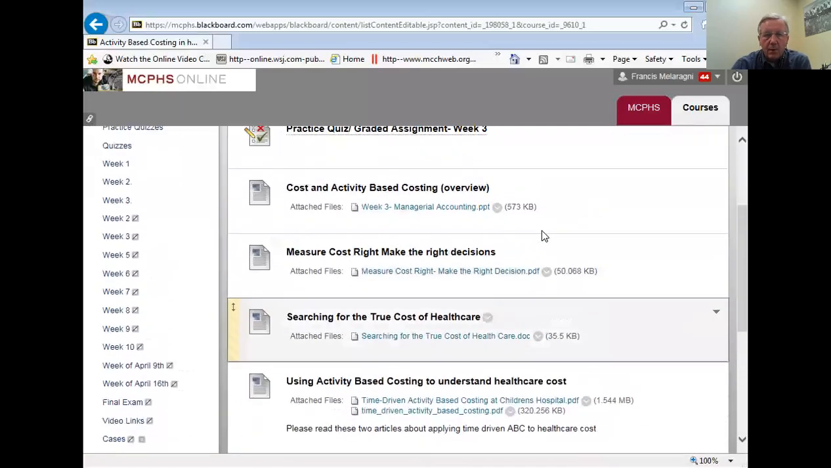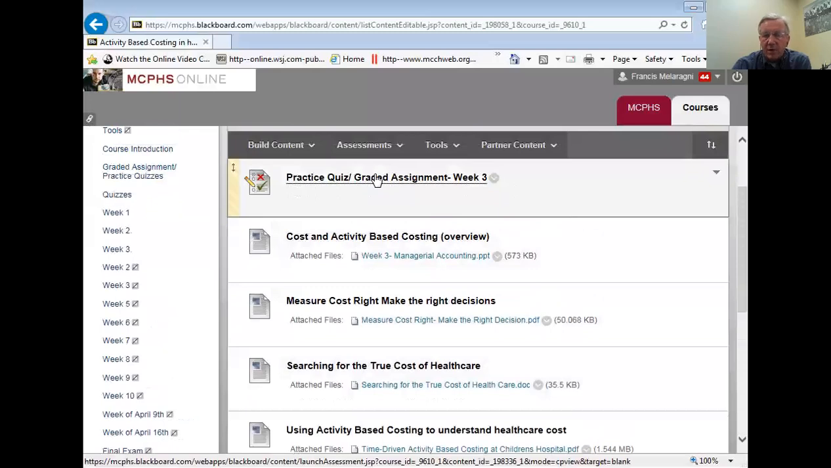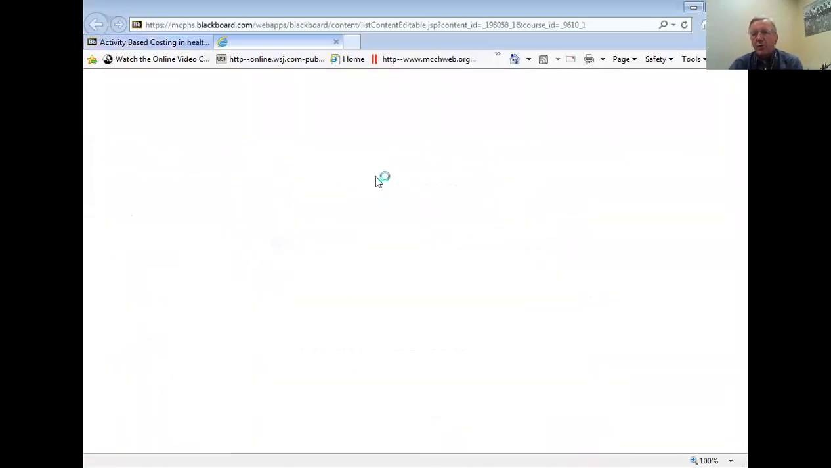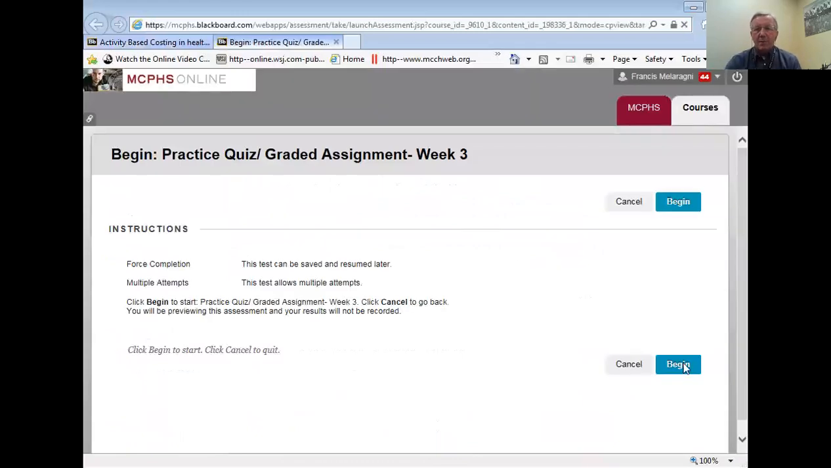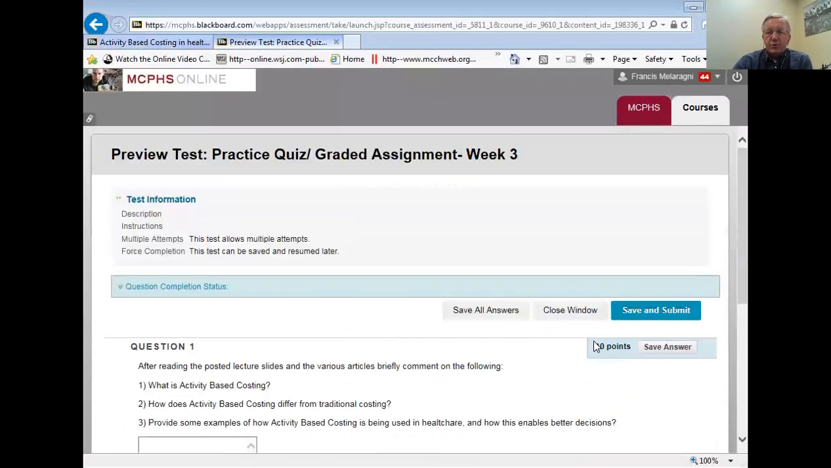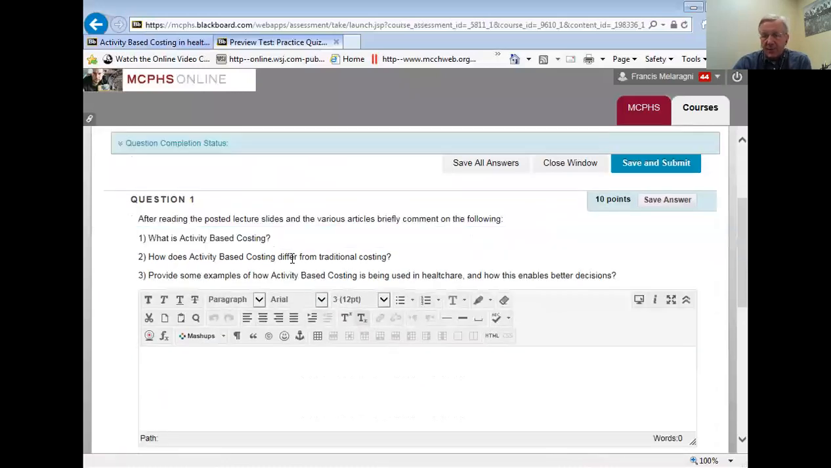So, okay. And then there's a practice quiz / graded assignment here. And basically the practice quiz graded assignment boils down to a couple of simple questions that ask you to define what activity-based costing is, because I want to make sure that you know what it is. Then compare it to what traditional costing is. So if you read the Measure Cost Right article, it'll answer those questions. But between that and the slides I put out there. And then I ask you to think about some examples. So I think now that it's not so much that I'm looking for perfection. I'm looking that you understand the concepts and apply them a little bit.